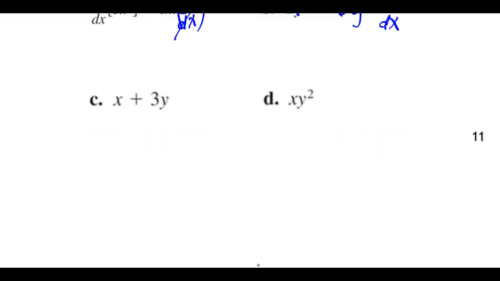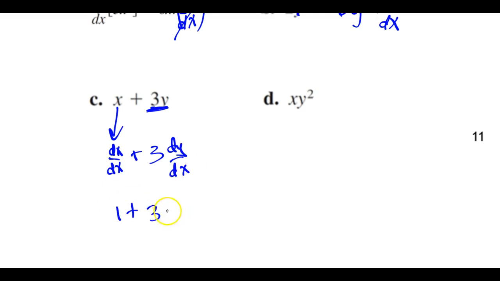So part C, we know the derivative of x is really just 1. Now, if you didn't want to write 1, you could write dx/dx. That kind of hints to me what you need to do here. Well, the derivative of 3y is 3, but remember, you've got to do dy/dx. So I would say 1 plus 3 dy/dx.